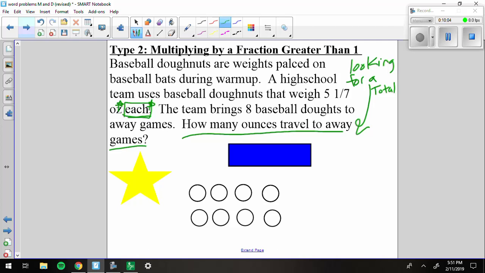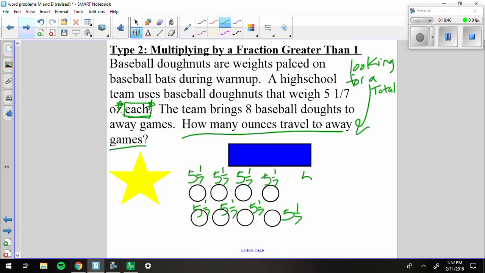And if you weren't sure still, you could draw a picture. So here I have my 8 baseball donuts down the bottom. Each one weighs 5 1/7 ounces. And you just have to think, hey, I'm looking for how many ounces travel to away games. I have 8 baseball donuts, each is 5 1/7 ounces. I need to multiply by that. My 8 baseball donuts times 5 1/7 ounces each. And that's how I'm going to solve my problem.